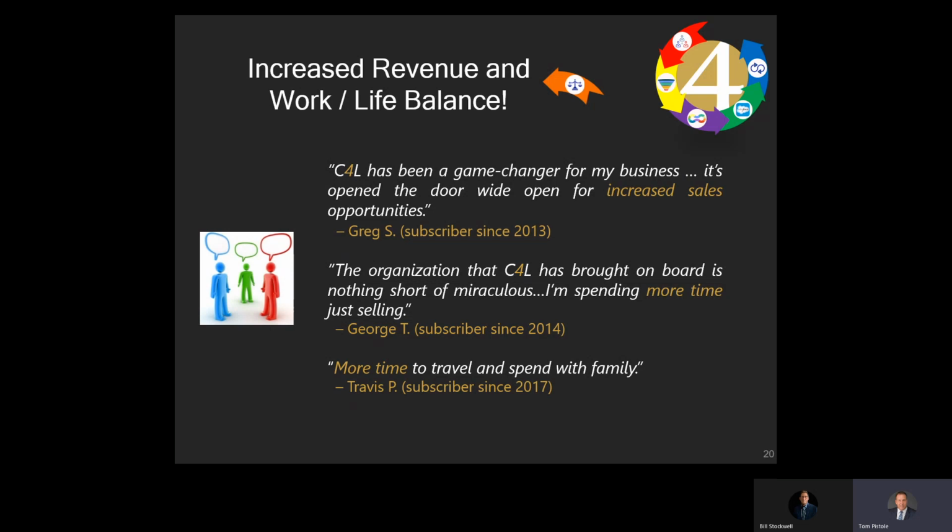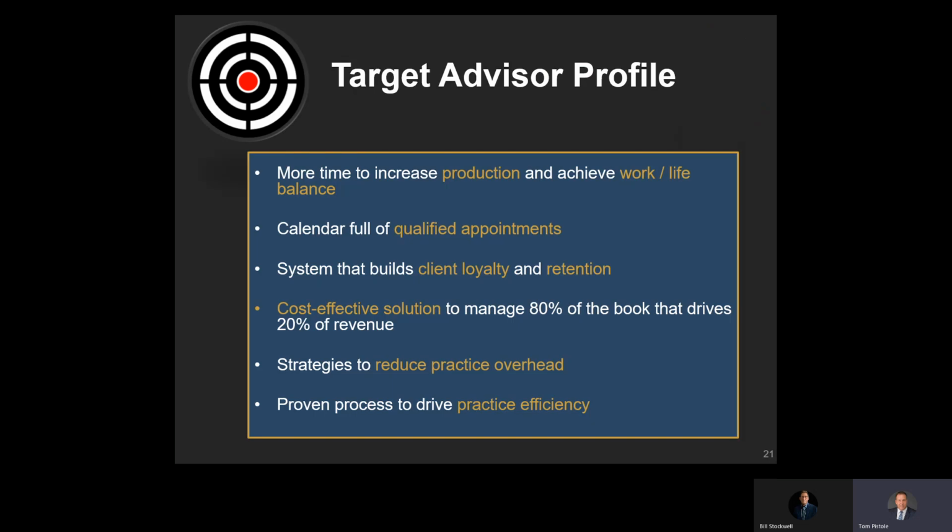So we're going to really work our tail off to make certain that pendulum swings in your favor and you're able to spend more time. In some cases, like Travis below here, one of his primary goals was to spend more time with his family and travel. And so we were able to accomplish that by giving him back about 30% more time each week. So just some information to share from some of our current subscribers.